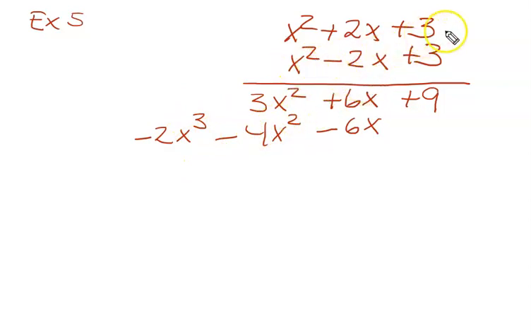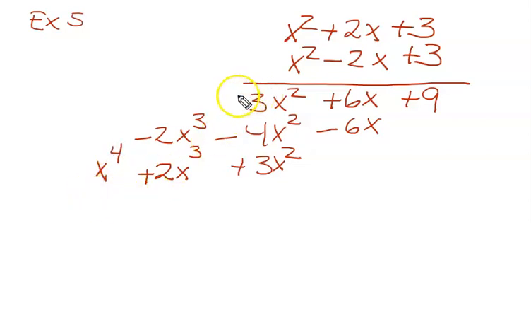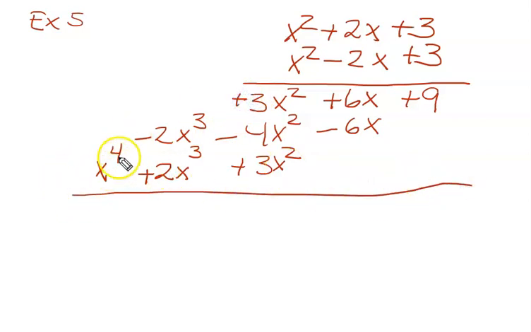Now, x squared times this is going to be a positive 3x squared. This times this is a positive 2x cubed. And this times this is x to the fourth. And we can put a plus there, and we know that this is going to be a plus. So x to the fourth. Now notice these cancel out, so you don't have to write a 0 anything, just leave it blank.